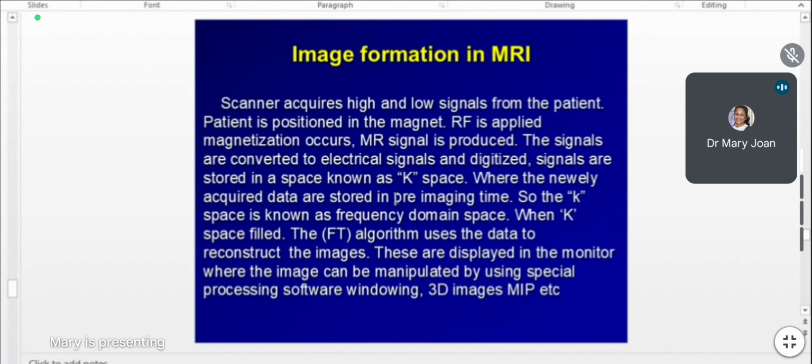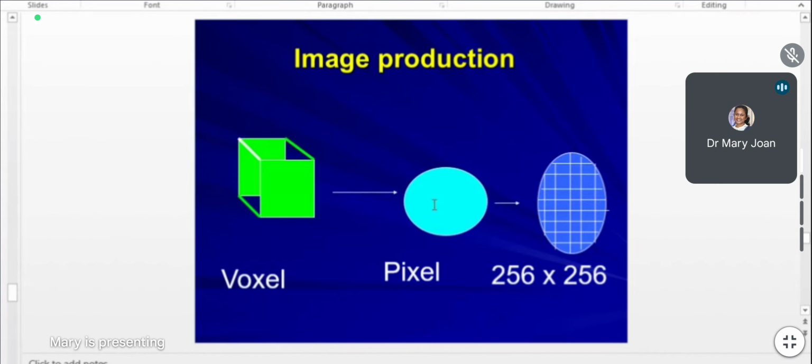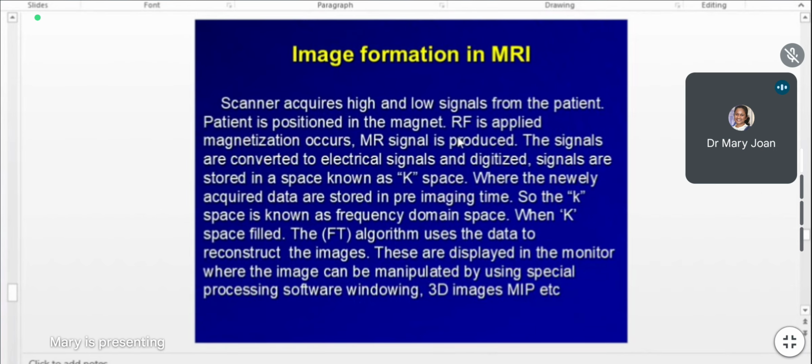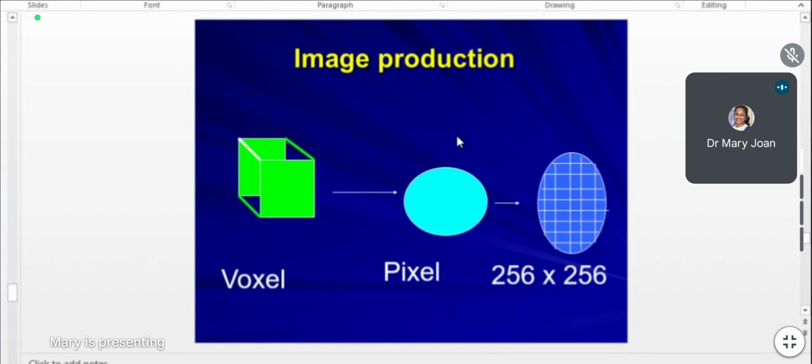These are displayed on the monitor, where the images can be manipulated using special processing software: windowing, 3D images, MIP, etc. So this is what you were asking about. We get all the information, and from whatever we need, we process accordingly.